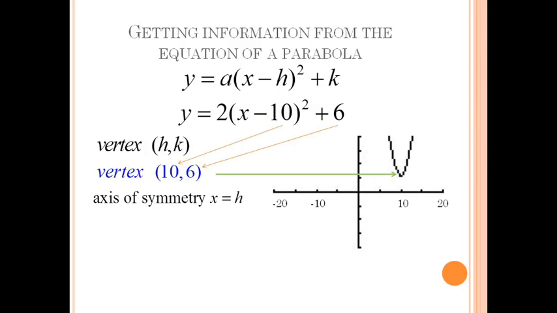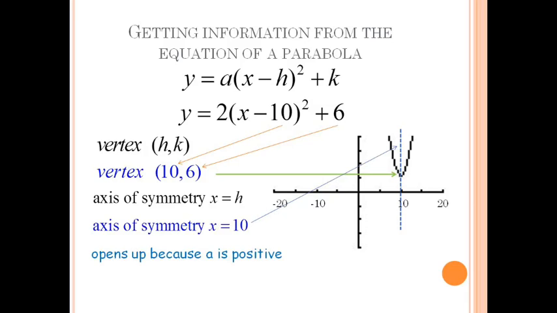The axis of symmetry is x equals h. So you're asking yourself, what value makes what's in parentheses 0? So x is equal to 10, because 10 minus 10 would give you 0. The axis of symmetry is the h value. And the axis of symmetry, if you recall, goes straight through the middle of the parabola. We know the parabola opens upward because the a value is positive.